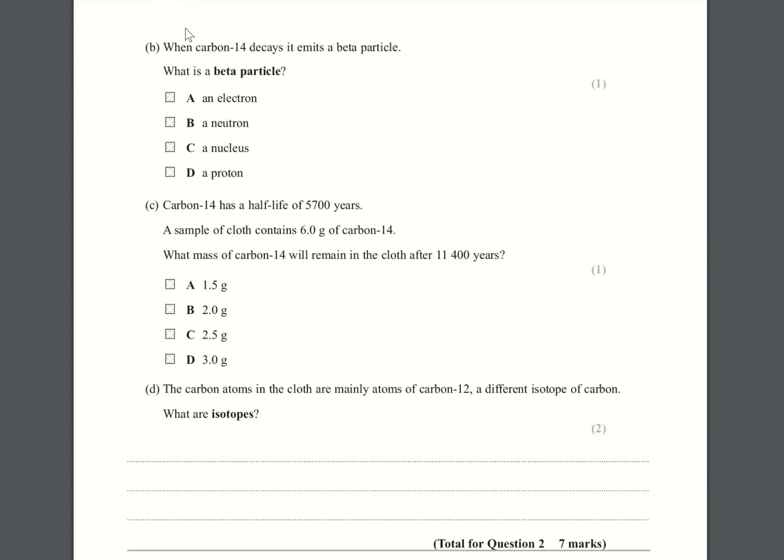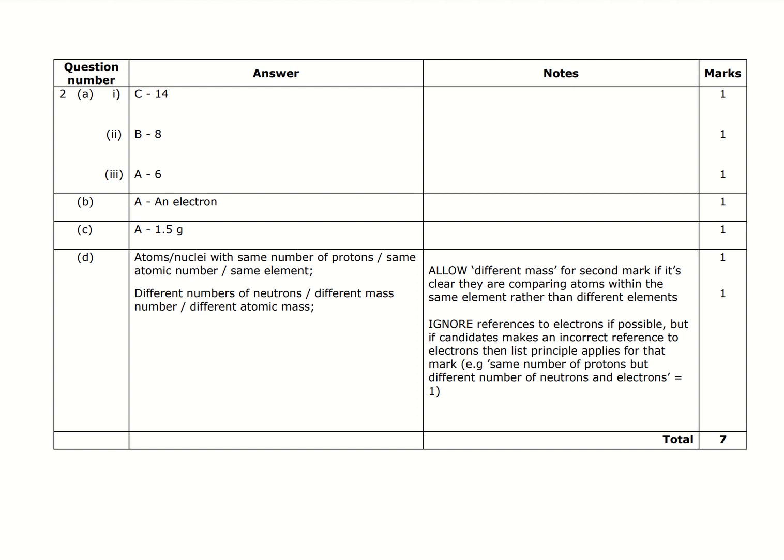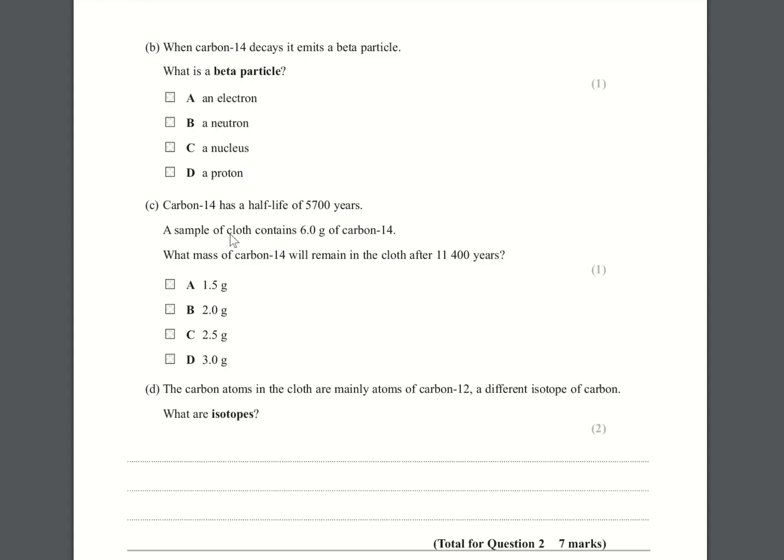When carbon 14 decays, it emits a beta particle. What is a beta particle? It is an electron. Beta particles are electrons. Carbon 14 has a half-life of 5,700 years. A sample of cloth contains 6.0 grams of carbon 14. What mass of carbon 14 will remain in the cloth after 11,400 years?